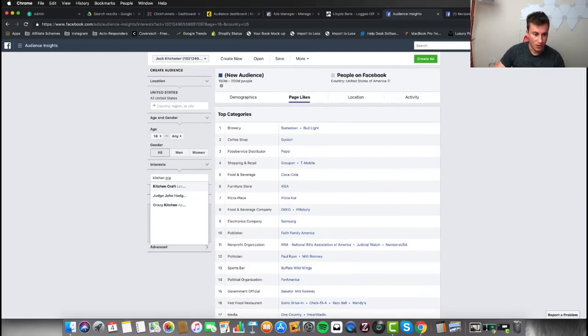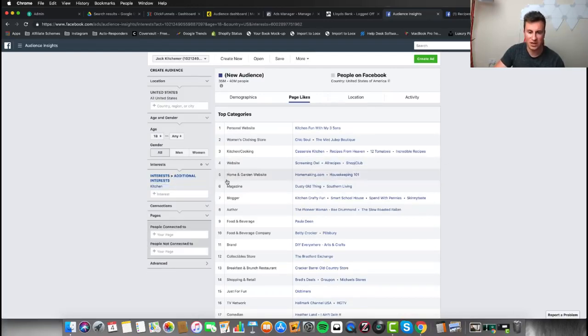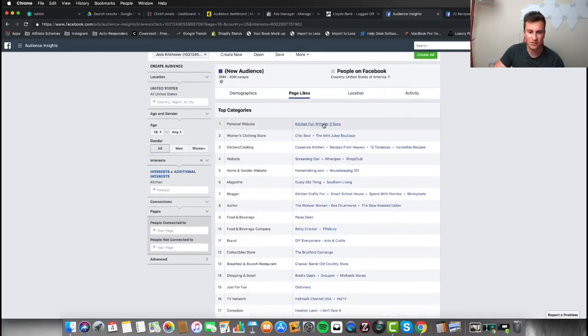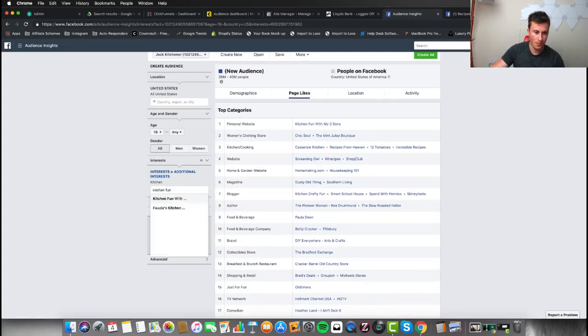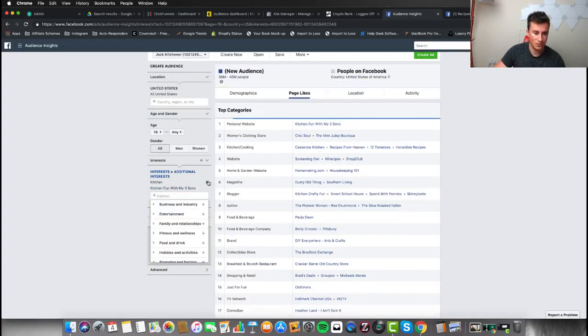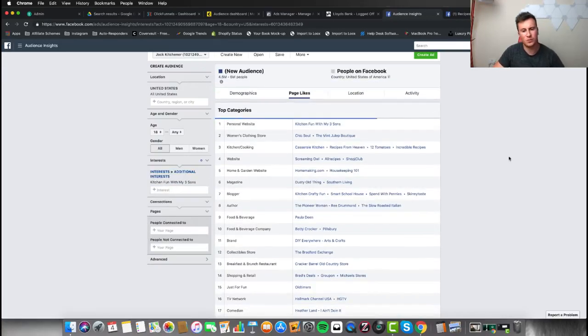Kitchen Craft, I don't think we can actually. So we can't, so let's go back to the kitchen niche and try and find a page which we can actually target. So Kitchen Fun with my 3 Sons. Let's try this one. Here we go. So Kitchens with 3 Sons.